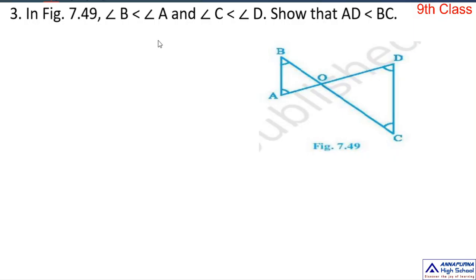In the last video, we completed the first and second problems in exercise 7.4. Now, in this video, we are going to discuss the remaining problems. Let's start with the third problem.